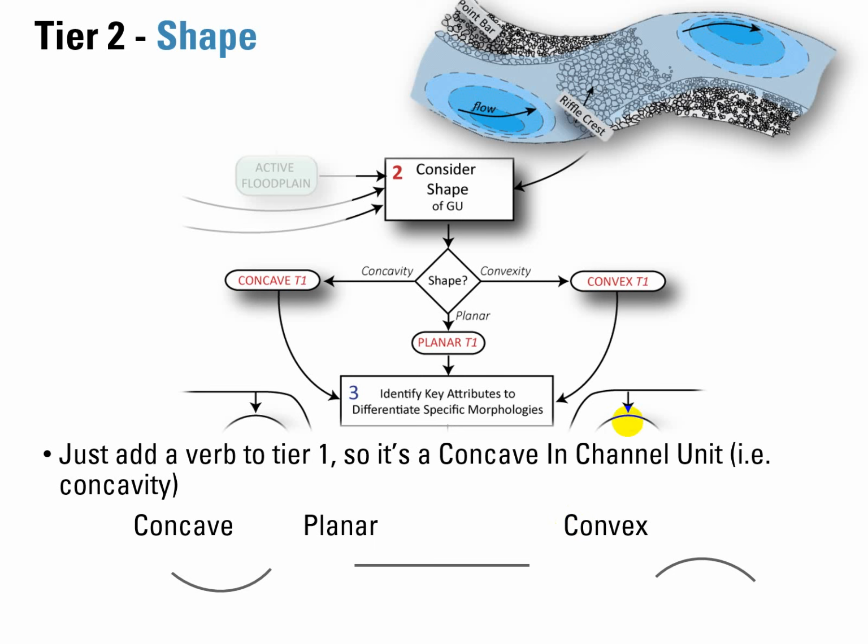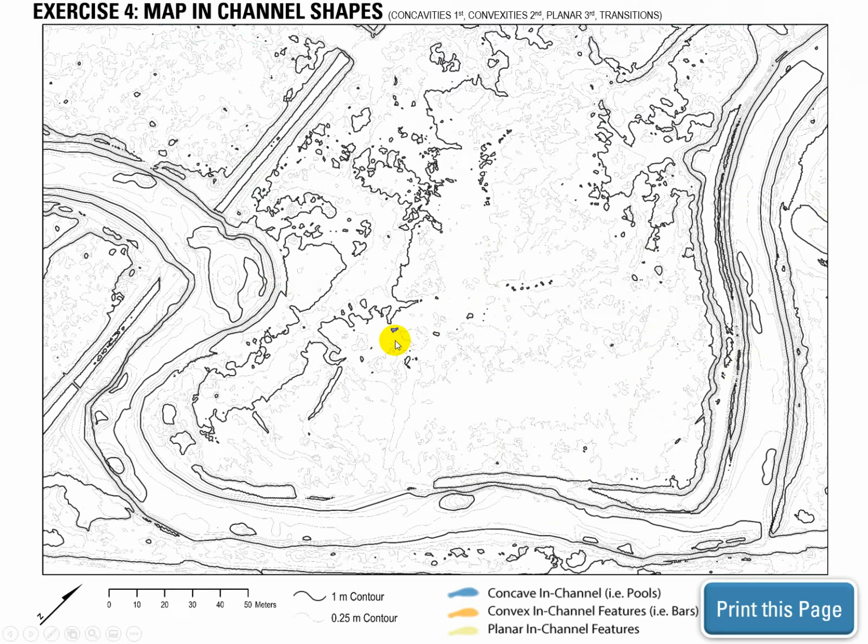Well, you can do this as the convexities, concavities, or planars, or if you want, you can do it as the forms. But to keep it simple, I'd recommend you print out this same page again, right? And then you do it in this order: map out the concavities, then map out the convexities, and then map out what looks planar. And then whatever's left in between, you can call transition. So go ahead and do that, and then hit play when you're ready to go again.